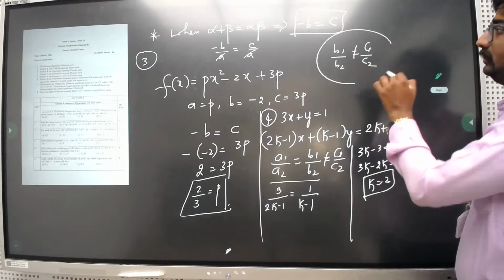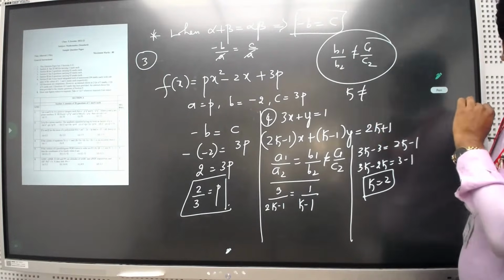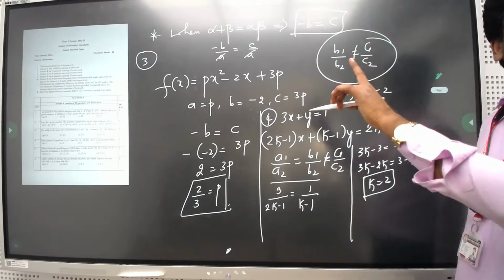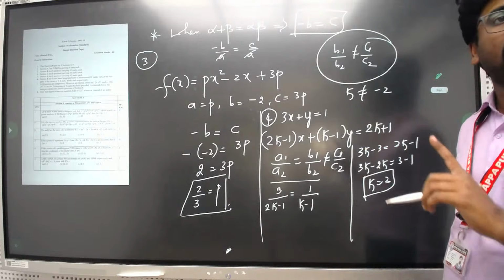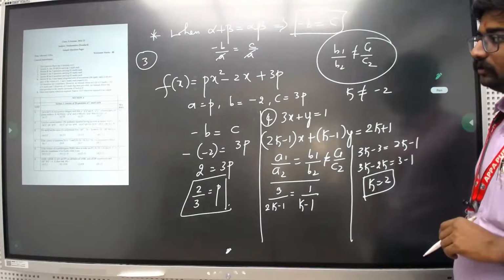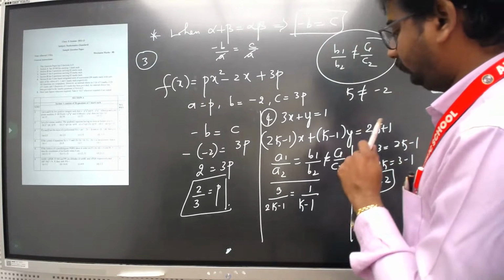And for this one, what will be k? Not equal to minus 2. Suppose if it is minus 2, it will not become inconsistent. It may become consistent or dependent. Okay, right. So this is your question number 4.